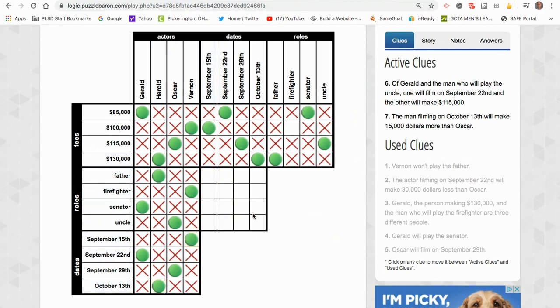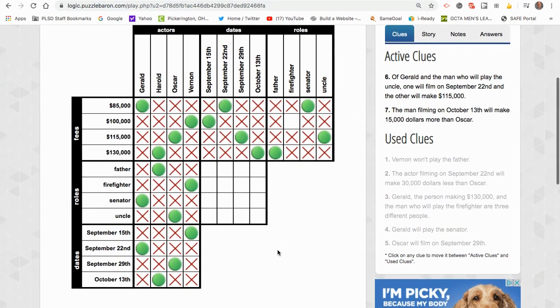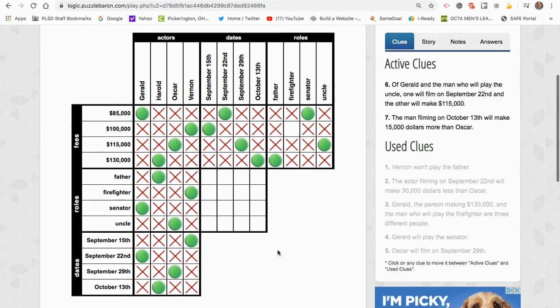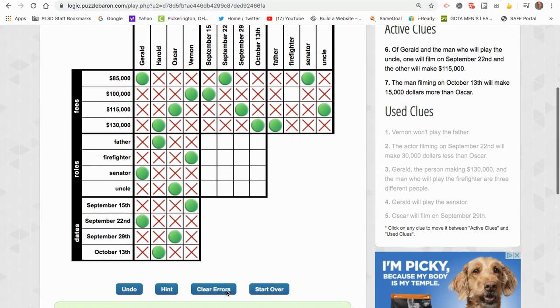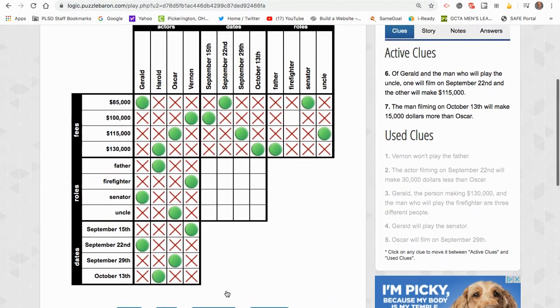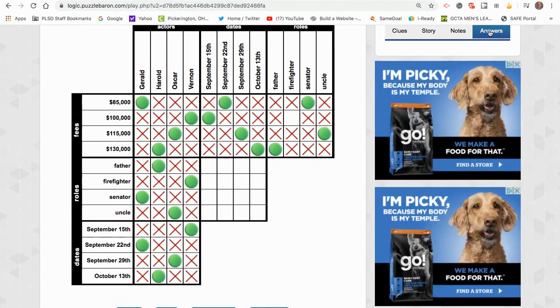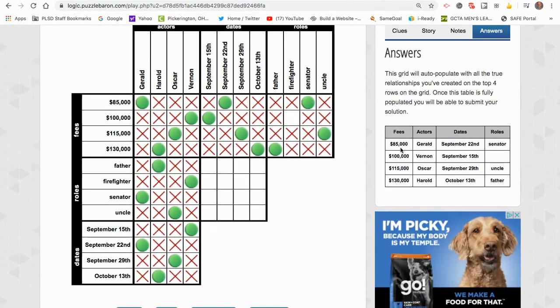You notice I didn't use this box at all. I typically don't when I'm doing a 4x4, but some people do. I use it just to place information there to help with the others. But now we can see if we got this correct. So I'm going to hit clear errors and it says there are no errors. So that means that this is correct. And if we look at our answers, we'll see that I was correct, and that Gerald was $85,000, September 22nd, and the senator, and so on and so forth.